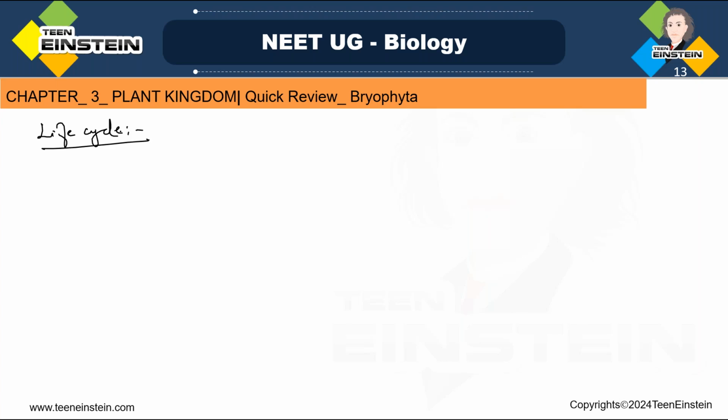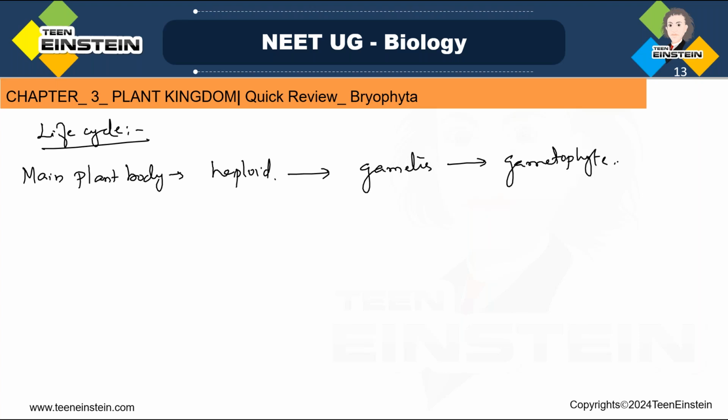Life cycle of bryophyte. Here you can see the main plant body of bryophyte, that is haploid. Main plant body is haploid, and this plant body produces gametes. This gamete producing body is called the gametophyte.